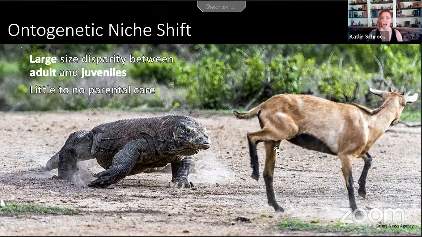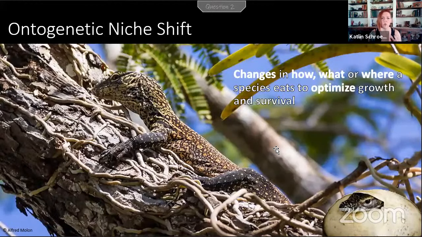in a species, particularly in animals with little to no parental care, we know that the infants and the juveniles of those species tend to exist in very different ways in their communities, right? So by and large, these teeny tiny babies are not going to be physically capable of capturing the same prey that their adult conspecifics can.